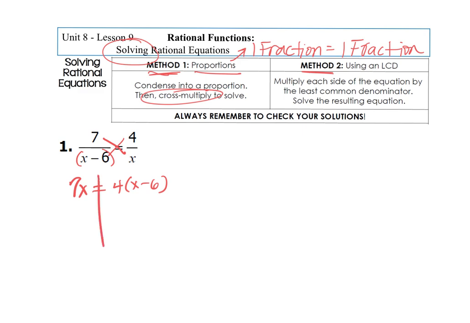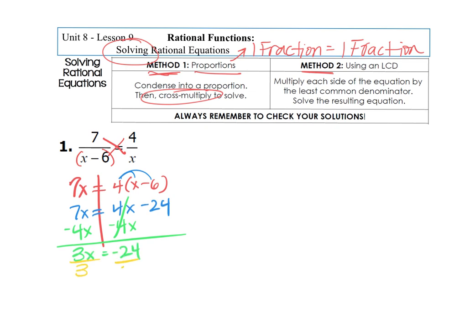So there's my equal sign. I need to distribute on the right side. So we have 4x, and 4 times negative 6 is negative 24. Then I look at my x's. They're both to the power of 1, so this is linear. So I need to get my x's on one side of the equal sign, my constants on the opposite. So I'm going to subtract 4x from both sides. I get 3x equals negative 24, and I finish it off by dividing by the coefficient of x. So x is equal to negative 8.